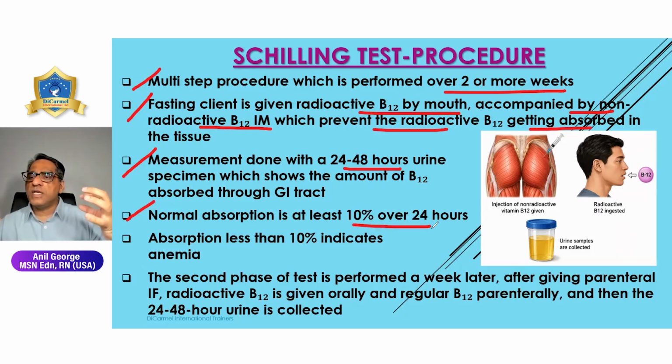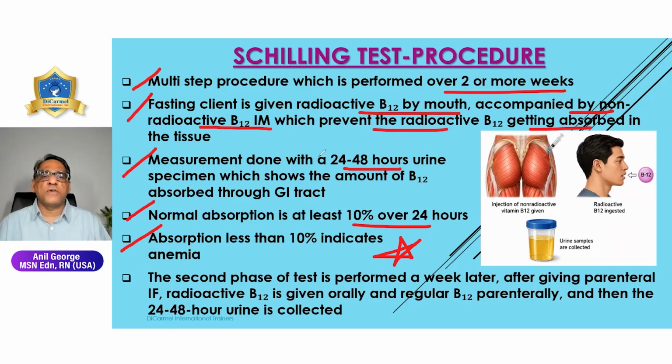As we already heard, normal absorption is at least 10%. At least 10% of what we give should be absorbed. And if absorption is less than 10, that indicates pernicious anemia. So this is the first phase of the test.